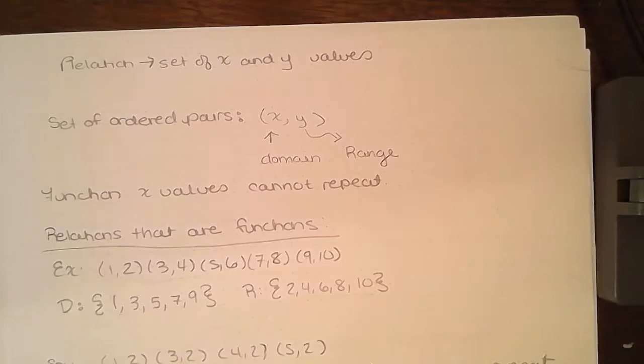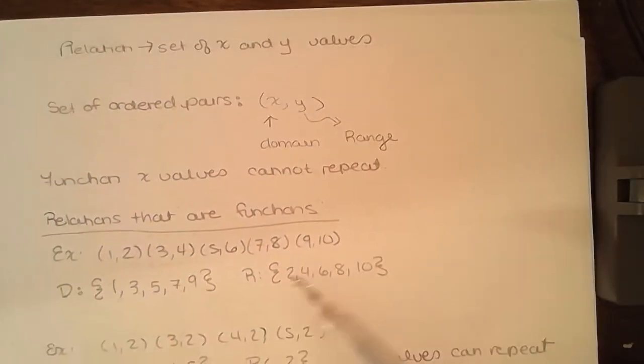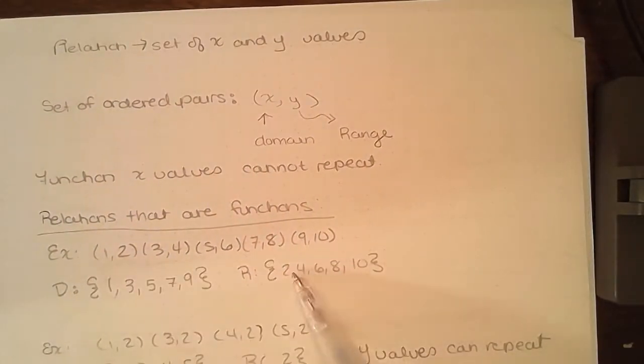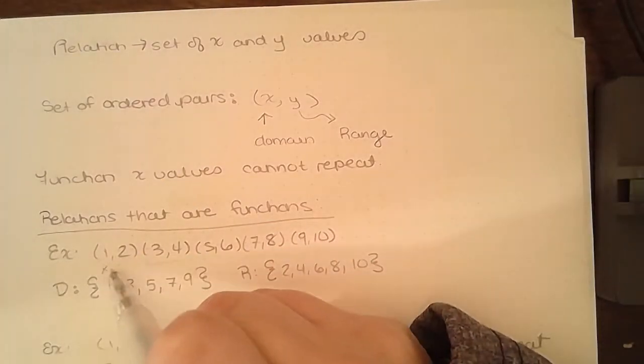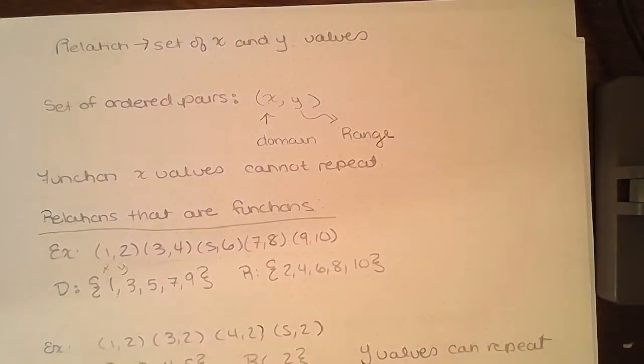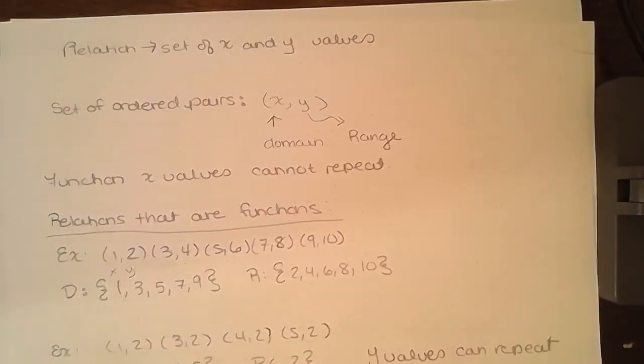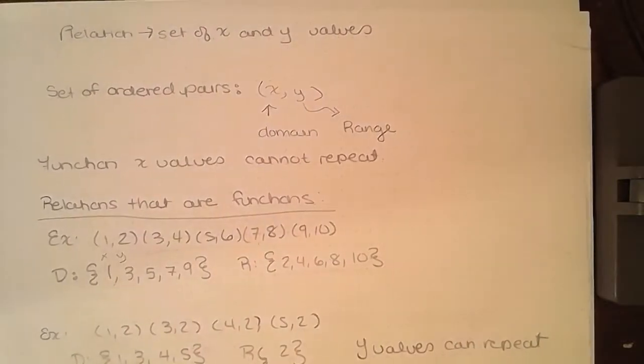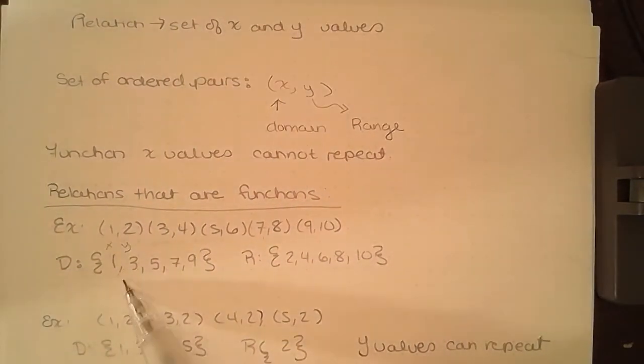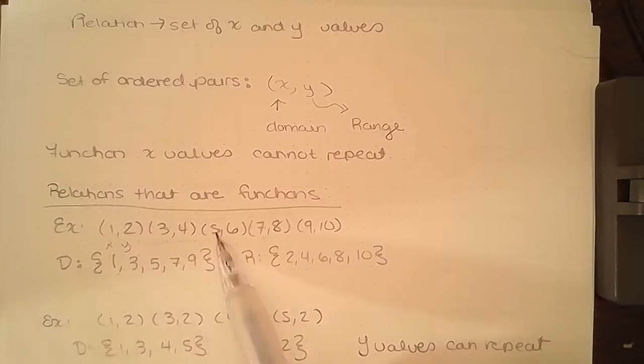So anyways, here's one of the easiest ways that we are shown a relation: through a set of ordered pairs, where each one of these is an x and a y value. If you notice, the easiest way to tell whether or not a relation is a function is to look at the ordered pairs and see that the x values are not repeating. Remember, our domain, which is our x values right here, is 1, 3, 5, 7, and 9. And I list it like this.